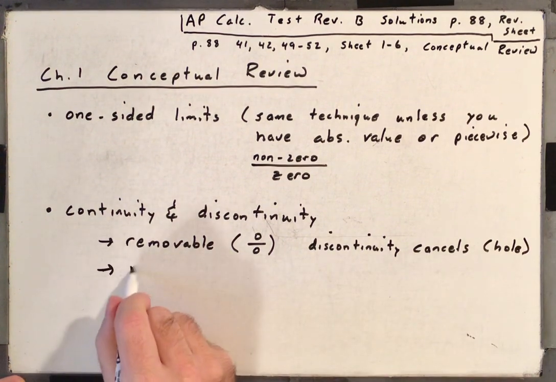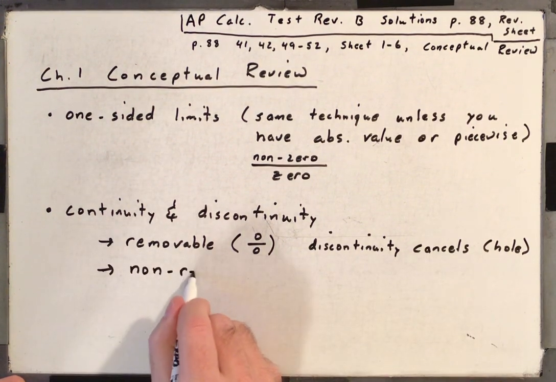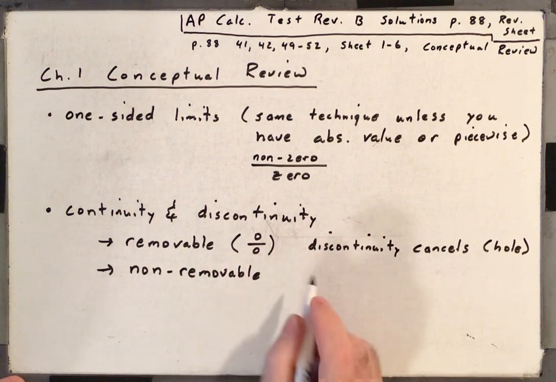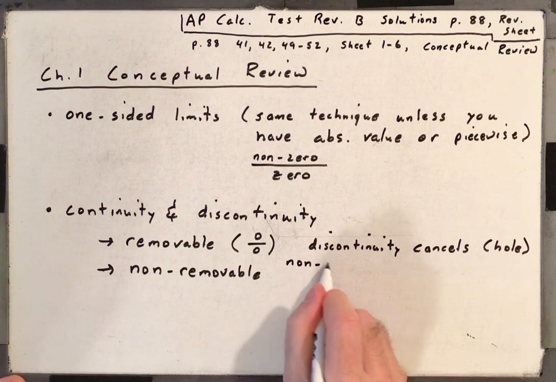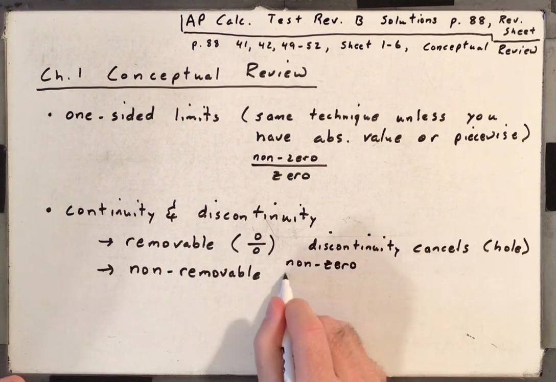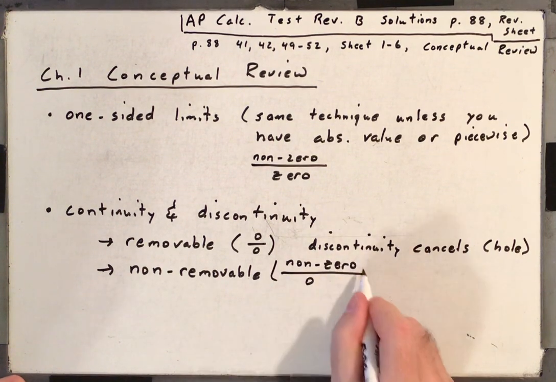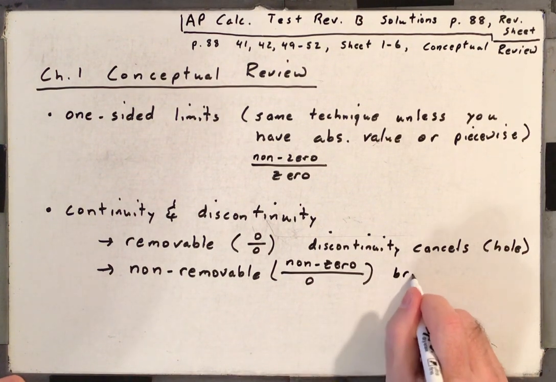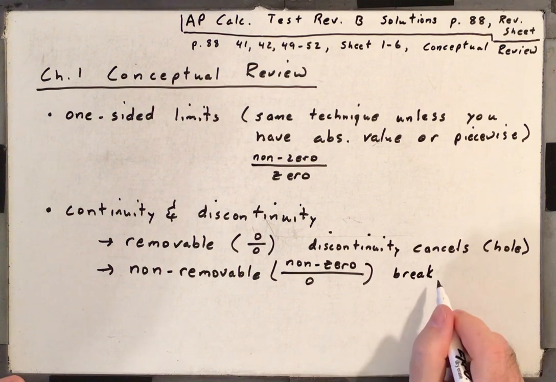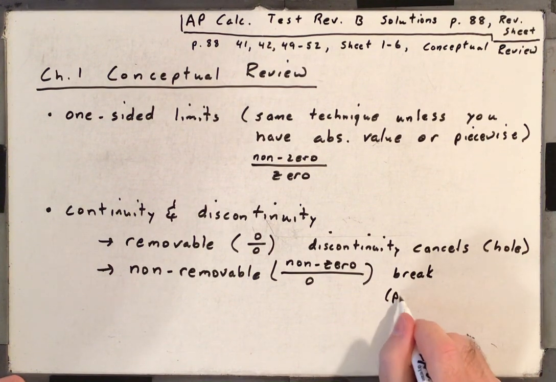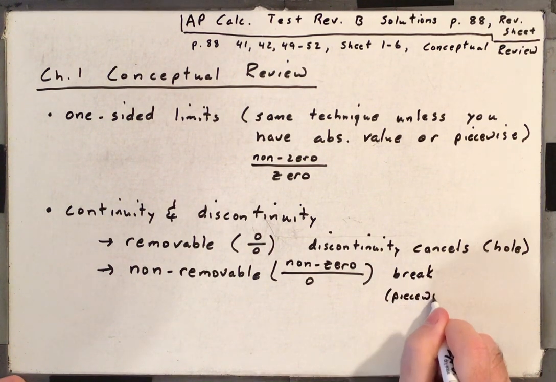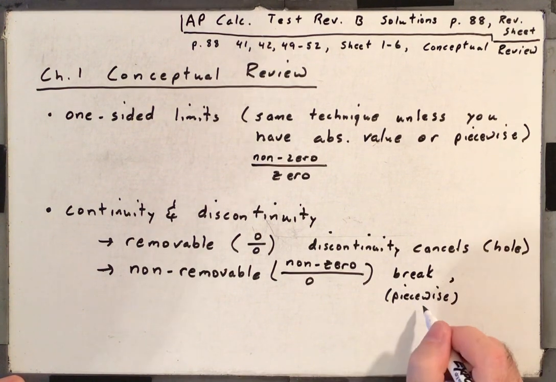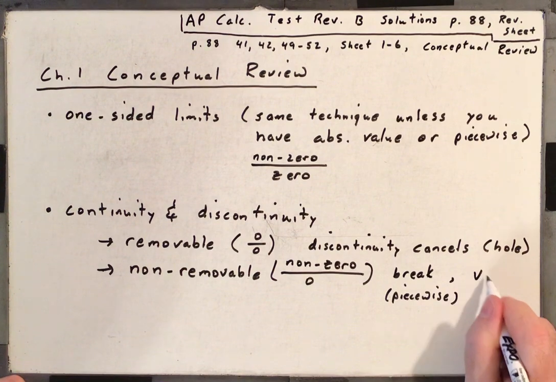And then the non-removable discontinuities. Okay, that's where you end up with a non-zero over 0 form. And you have a break in the function, like with a piecewise function. Break or a jump or a vertical asymptote.